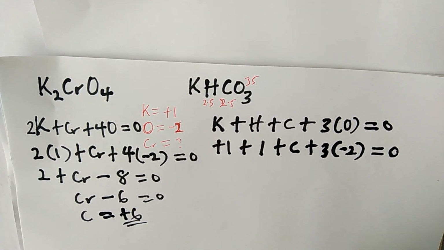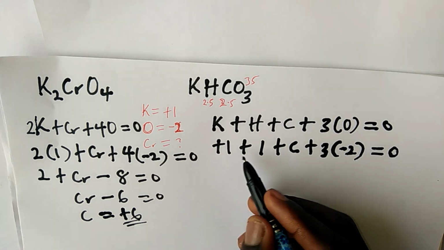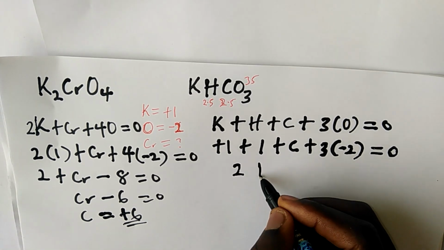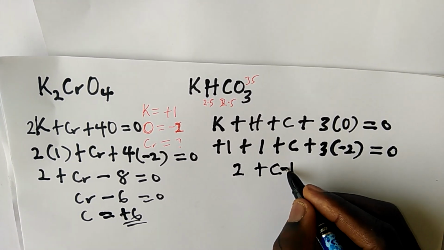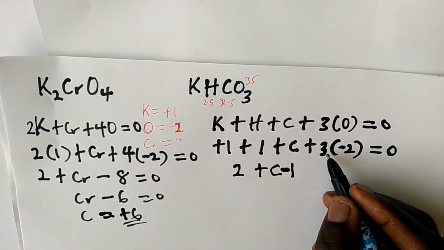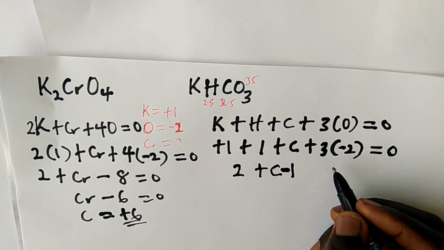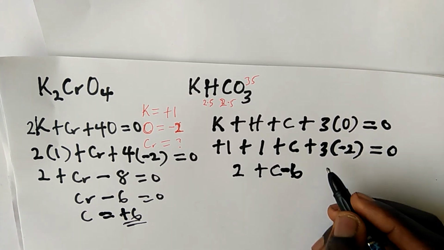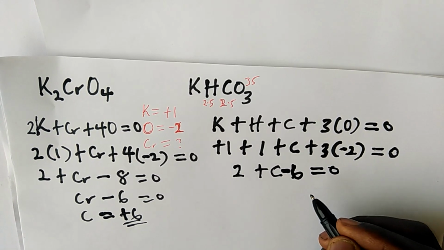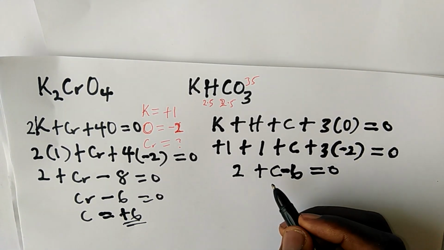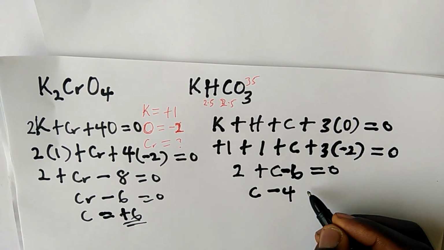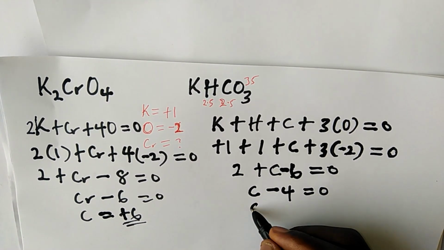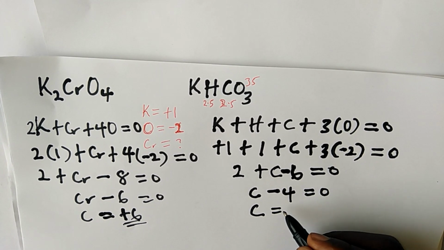Now next we say 1 plus 1 is 2, plus carbon, minus, this is going to be minus 2, 3 times 2 is 6, minus 6 is equal to 0. So we have plus 2 minus 6, carbon minus 4 is equal to 0. Carbon is equal to, you carry this minus 4 to the other side, it becomes plus 4.